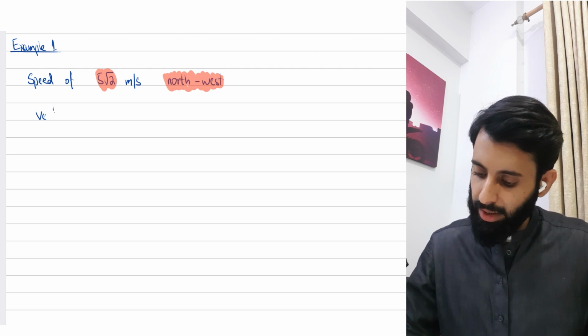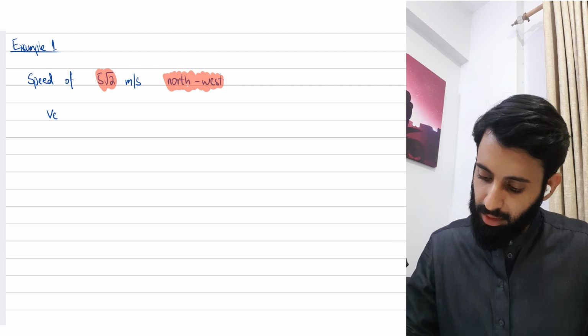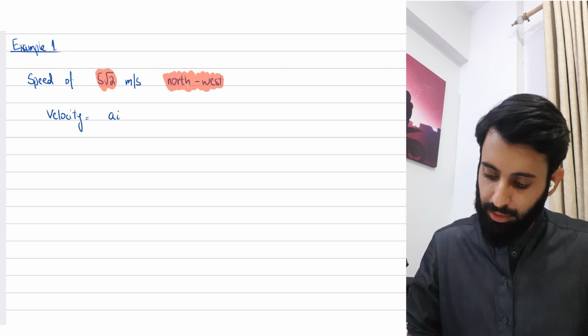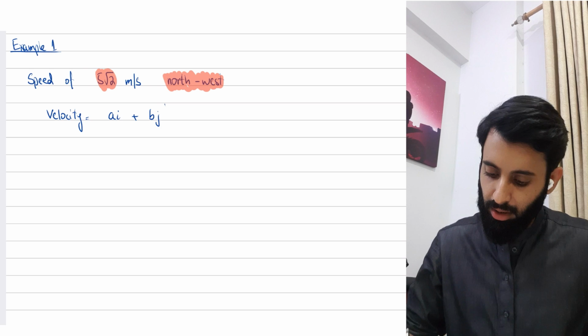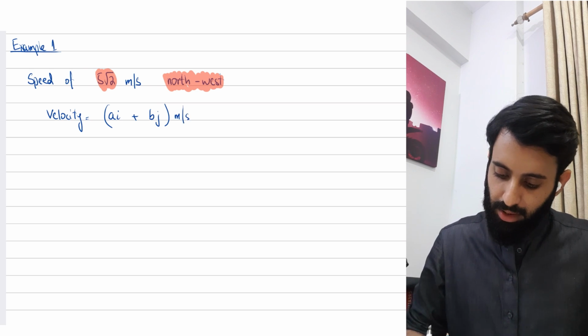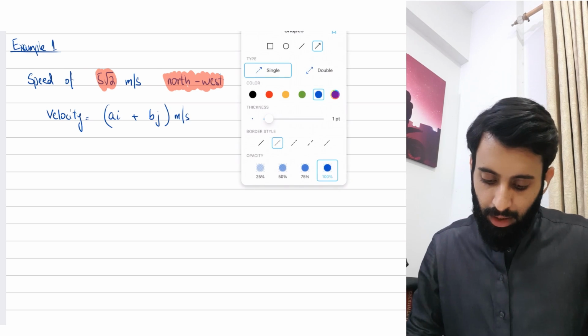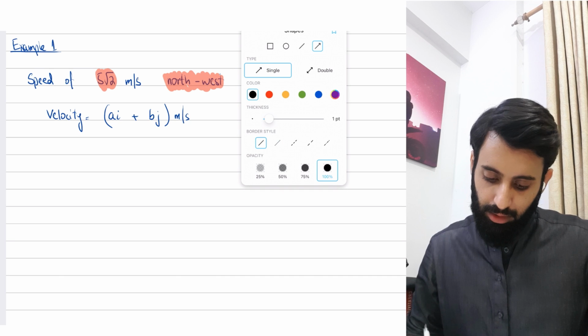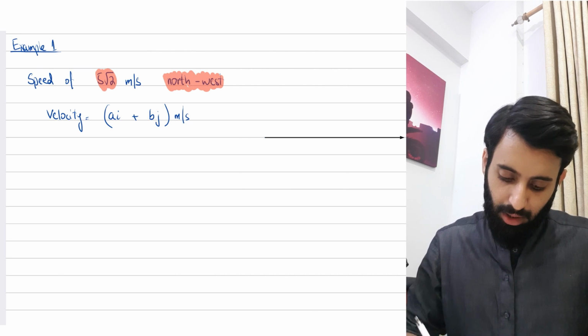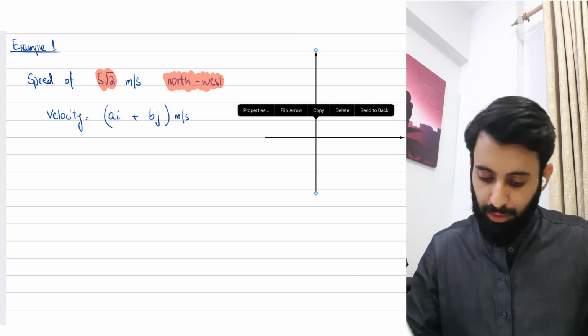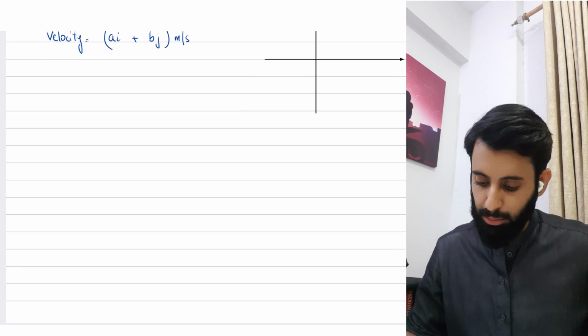So I'll write velocity here instead of vector. Like I said, we're going to merge the two, and find the vector of its velocity in terms of ai plus bj meters per second. Now, before I do that, let's find out which of the two components is going to be negative or positive, whether a is negative or positive, or whether b is negative or positive.